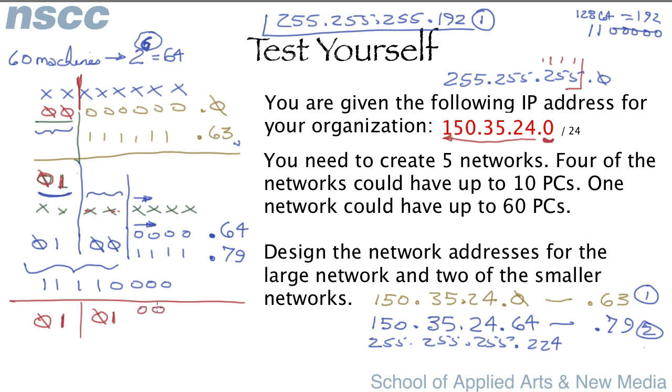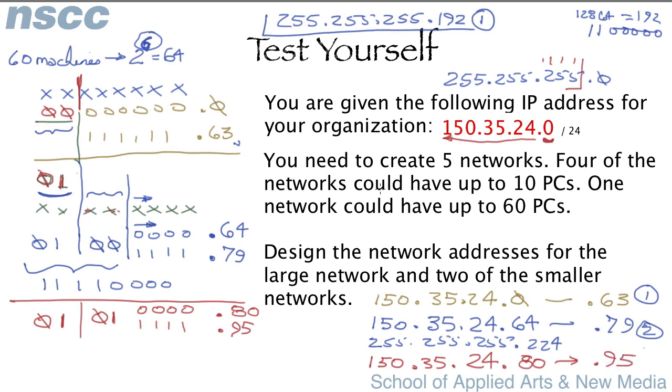And so we look at the network address, which is all zeros, and the broadcast, which is all ones, and what we get is .80. 0, 1, 0, 1, 0, 0, 0, 0 is 80. 0, 1, 0, 1 with all ones is 95. And so my third address goes from 150.35.24.80 to .95.